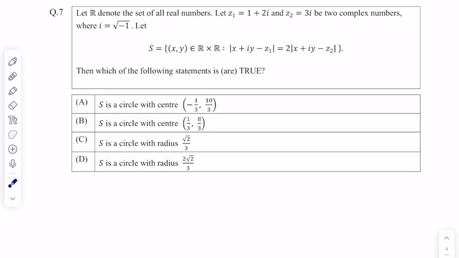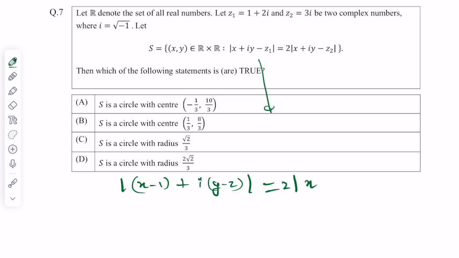Let's move on to question number 7. I think this is a question which will be super easy in terms of coordinate system. You can just put the values. This will come out to be mod of x minus 1 plus i times y minus 2. This is given as mod twice the mod of x plus i times y minus 3i.